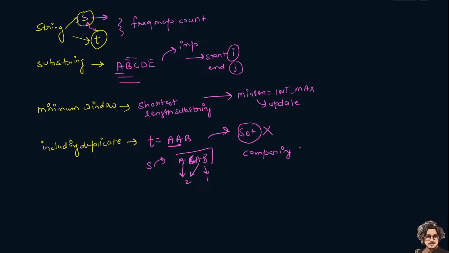Frequency map. And the empty string: if no substring in s contains all the characters, if we can't find such a substring, then in that case you have to return the empty string. So this is what the whole question is.